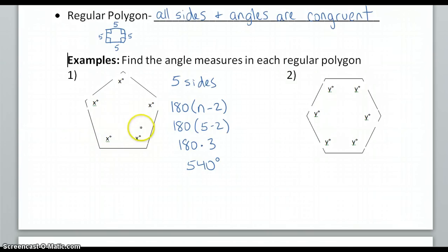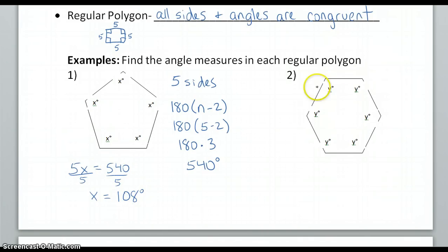There are 1, 2, 3, 4, 5. So there are 5 x's that equal 540 degrees. How do you solve that? You divide by 5 and you get that each x is 108 degrees. You can use a calculator on that if you need to, or 500 divided by 5 is 100, and 40 divided by 5 is 8, so 108.